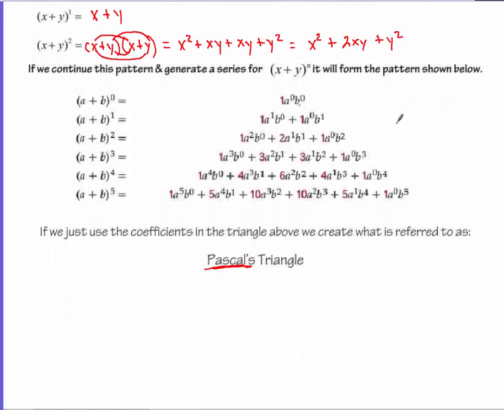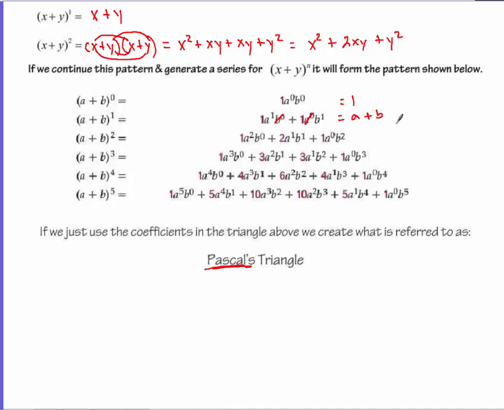If we do that, this pattern emerges where a plus b to the 0 is just 1 times a to the 0, b to the 0, which is just 1. The next one, a plus b to the first power, is 1 times a to the first, b to the 0. Well, b to the 0 is just 1, plus 1 a to the 0. Well, again, a to the 0 is just 1, b to the 1. So that equals a plus b, which is very similar to our pattern up here, right?